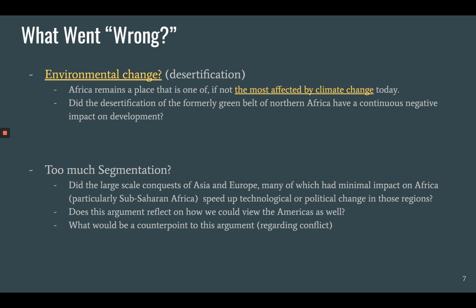There are a couple of common claims or common arguments, and you could make your own arguments in the discussion board if you want, but I want to point out these two. I'm not necessarily arguing for these two, but I'm going to show you the two sides here. One argument is environmental change and desertification.